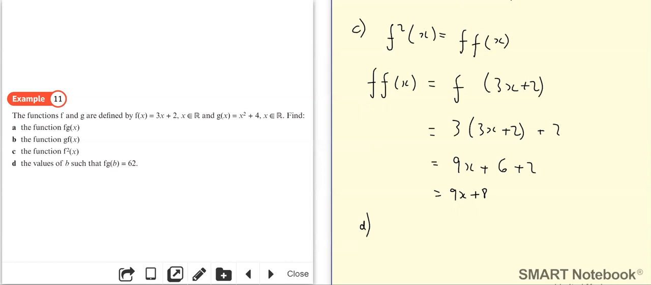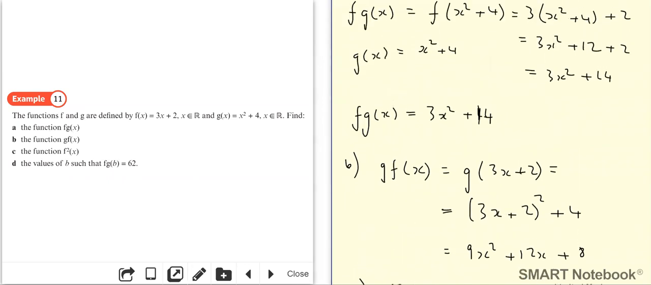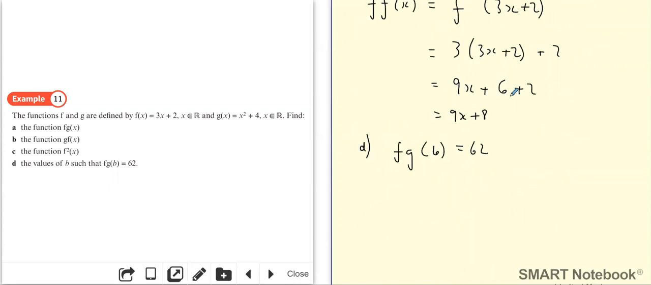Right, for D, can you let me know your answers as soon as you get them, please? So it's saying fg of b equals 62. Now, in part A, we worked out fg of x. We know what that function is, so we can use that. fg of x is 3x squared plus 14. I'm just going to write down the side here. fg of x equals 3x squared plus 14.